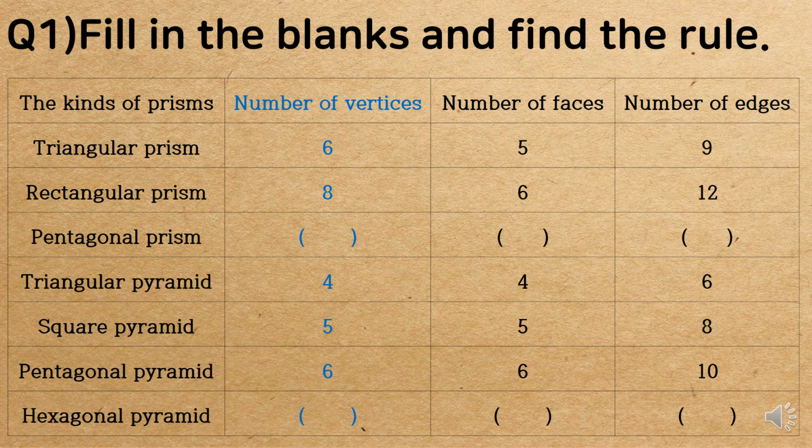Question 1. Fill in the blanks and find the rule. Triangular prism, 6 vertices. Rectangular prism, 8 vertices. Pentagonal prism, 10 vertices. Faces, 5, 6, 7. Edges, 9, 12, 15. And the hexagonal pyramid's vertices are 7, and faces also 7, and the number of edges is 12.